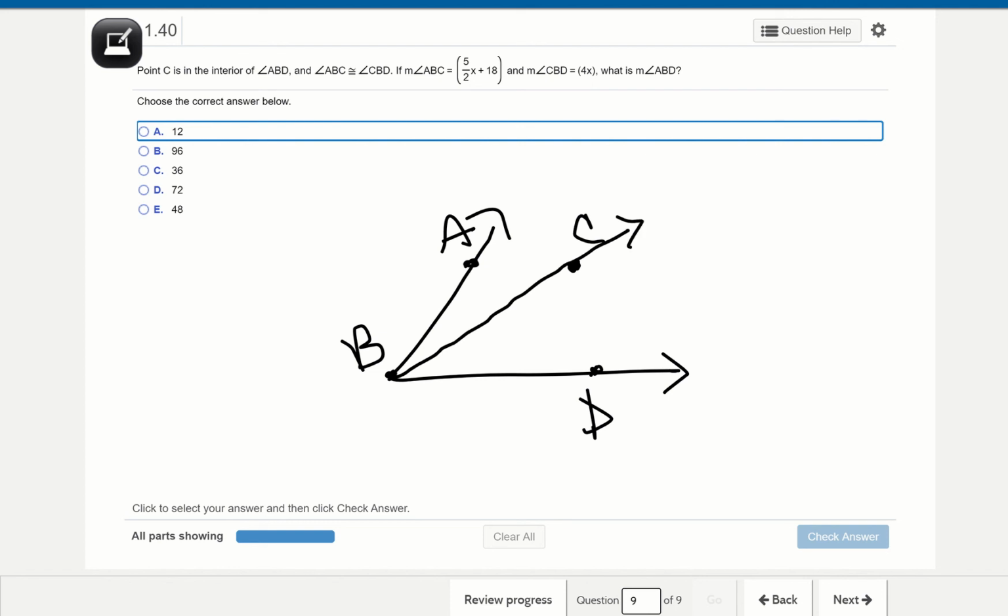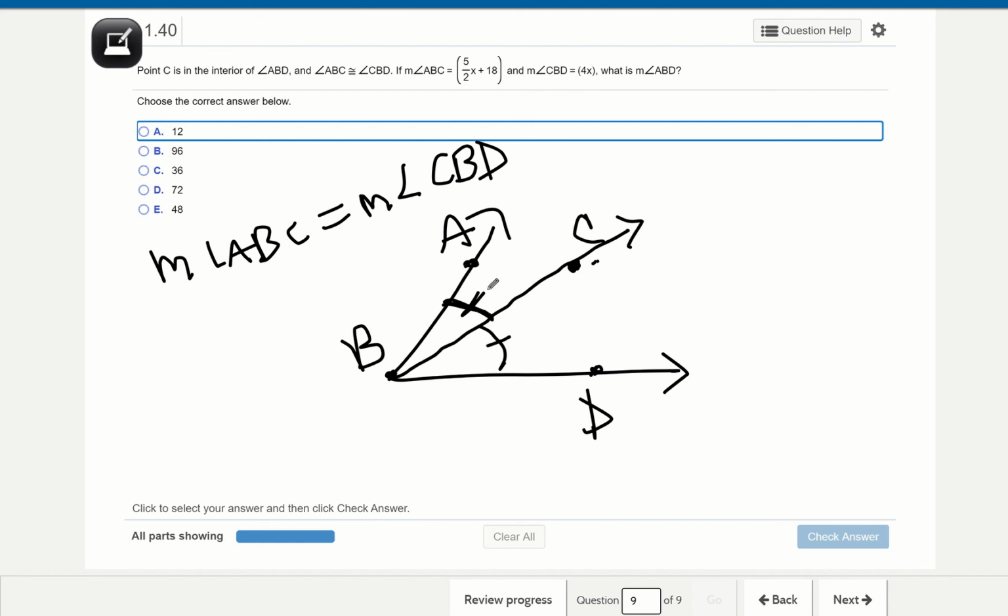Okay, so then it's saying that angle ABC, so this angle right here, is congruent to CBD, right? So if the angles are congruent, that means the measures have to be congruent, right? So that means that the measure of ABC equals the measure of angle CBD, which is why I'm going to just write that little mark there. So there you go. Those two angles are the same.